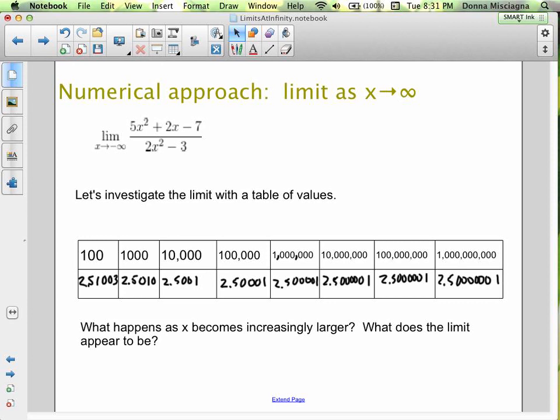So notice what's happening each time. As x becomes increasingly larger, what does the limit appear to be? We keep getting closer and closer to the finite number 2.5. That appears to be our limit from our table of values.